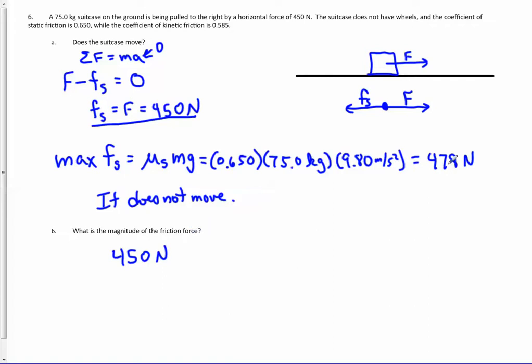If static frictional force were 478 newtons to the left, it would actually be more than F, and the object would start accelerating to the left, and we know that's not what happens. Okay.